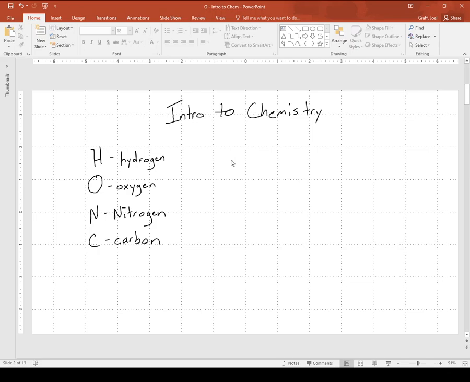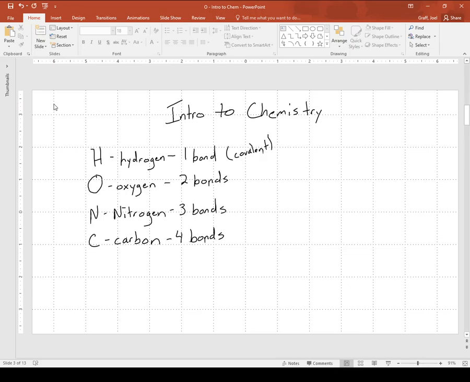The elements that we're going to work with most often when we're talking about biology, they make up the majority of living organisms, are hydrogen, oxygen, nitrogen, and carbon. Next to those names, I wrote the one-letter abbreviation, H, O, N, and C. It makes the abbreviation HONK if you say them in order.